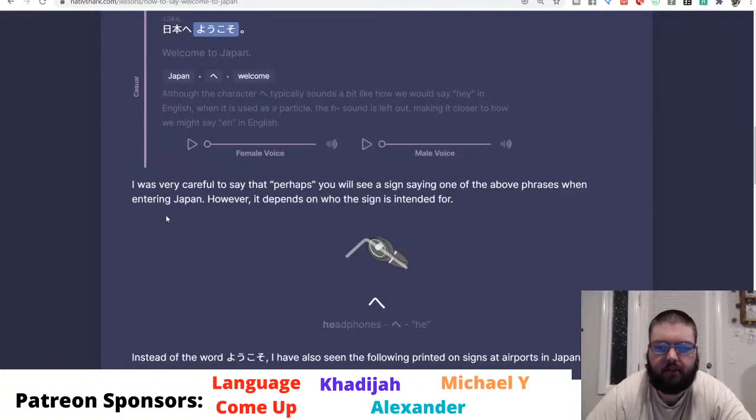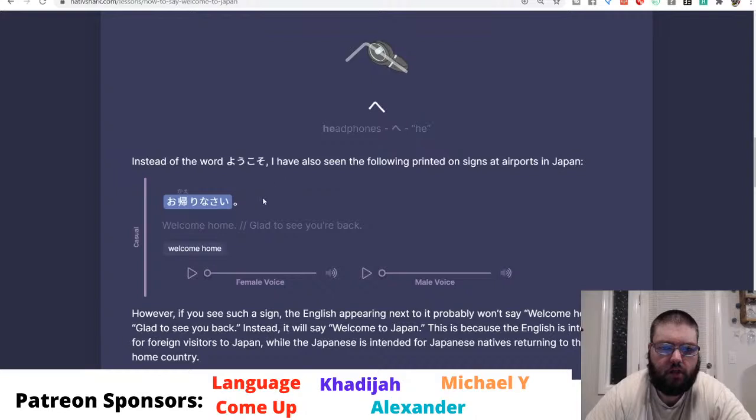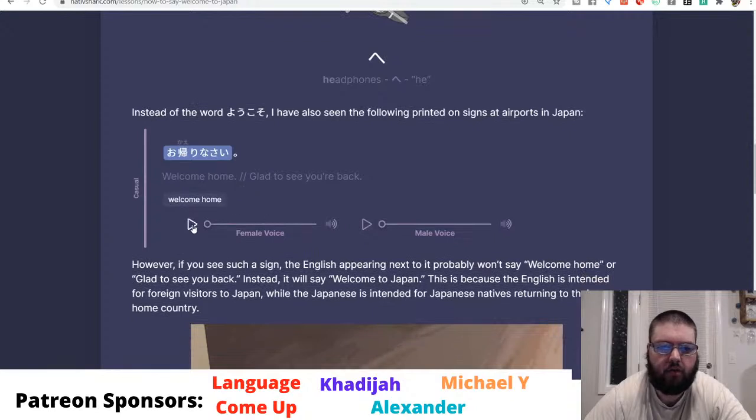Perhaps you'll see a sign saying one of the above phrases when entering Japan. However, it depends on who the sign is intended for. Instead of the word yokoso, I have also seen the following printed on signs at airports in Japan. おかえりなさい。 Okaeri nasai. おかえりなさい。 Okaeri nasai.